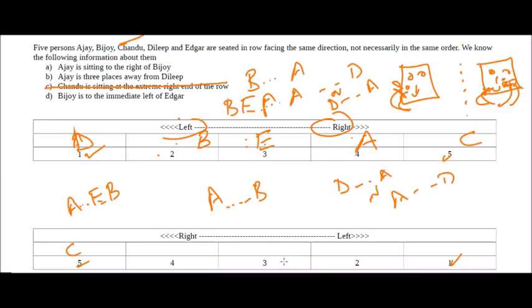Now the reverse will happen here. If I put Ajay here, there is no place for Bijoy or Edgar. If I put Ajay here, Dilip will come next to him because Bijoy and Edgar will take this side. So Ajay eventually comes here. Dilip takes this position. This will be Edgar, and this will be Bijoy.